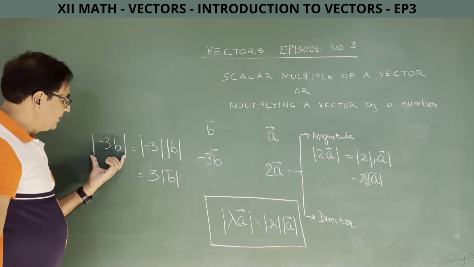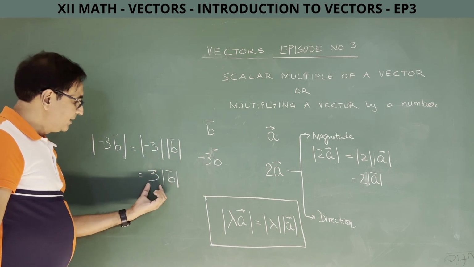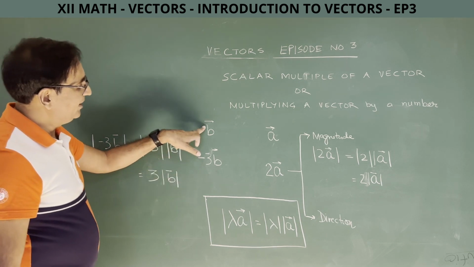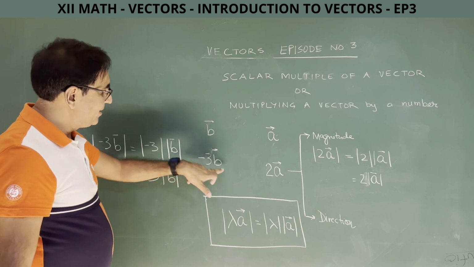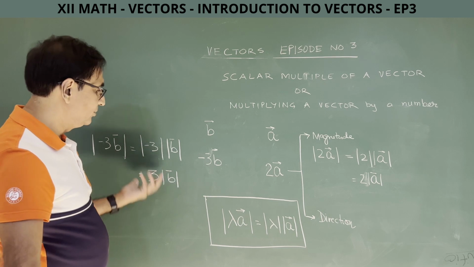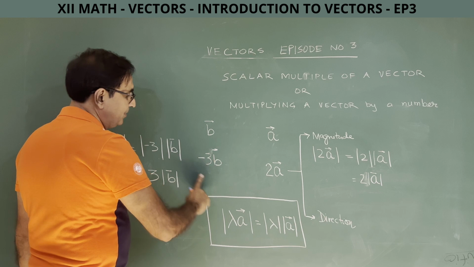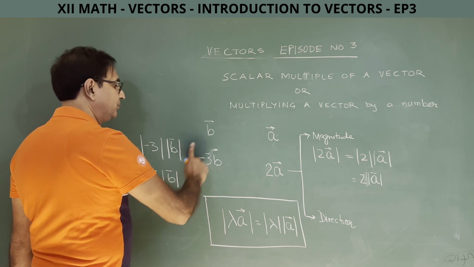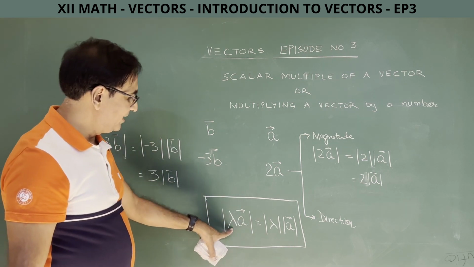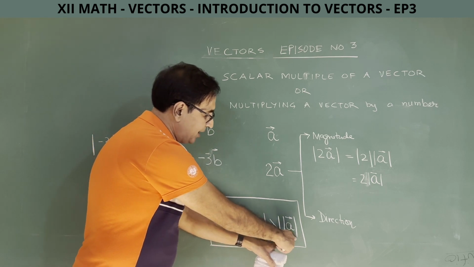So what is the magnitude of minus 3b vector? Mod of minus 3 multiplied by magnitude of vector b, that is 3 times the magnitude of vector b. So if vector b magnitude is 5, minus 3b magnitude will be 3 into 5, 15 units, or you simply say 15, you do not have to say units. So if the magnitude of vector b is say 7, magnitude of this vector will be 3 into 7, 21. So now you know the formula. So when you multiply a vector by a scalar, it will be a vector, its magnitude will be given by this formula, mod of lambda into magnitude of vector a.